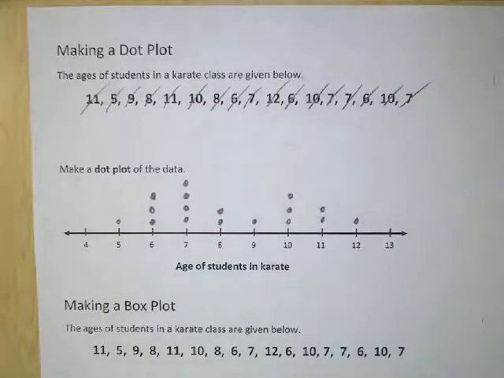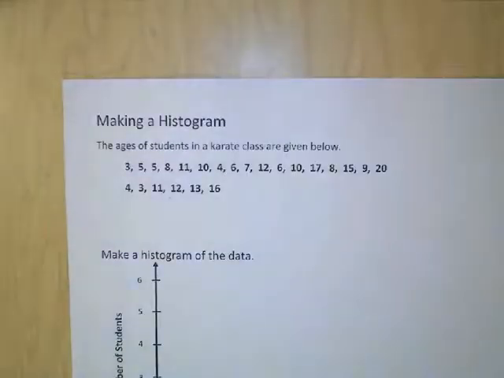And there it is. Okay, making a box plot. We haven't done this one yet, so I'm actually going to save that. I'm going to do the histogram next. So ages of students in a karate class are given below. Make a histogram of the data.